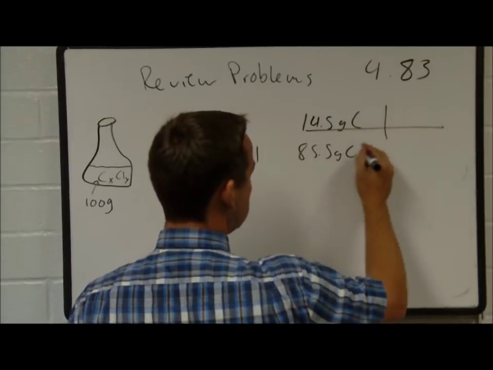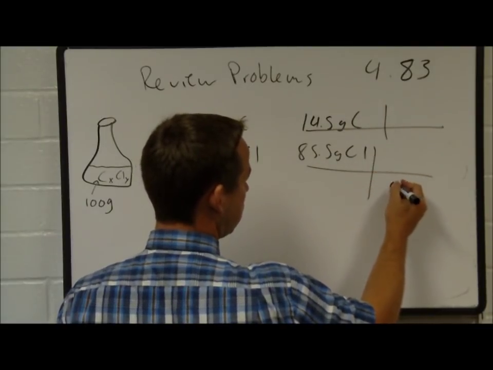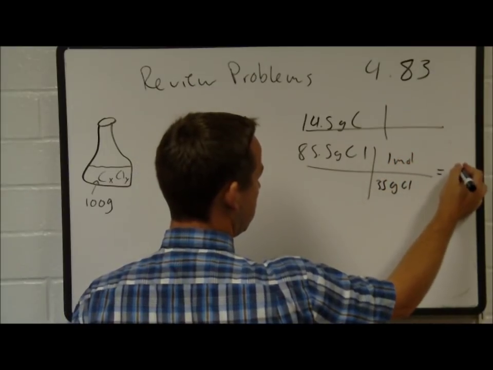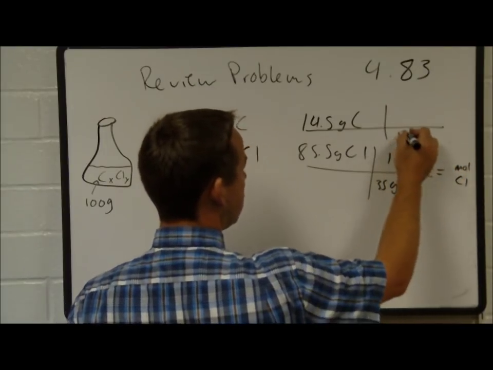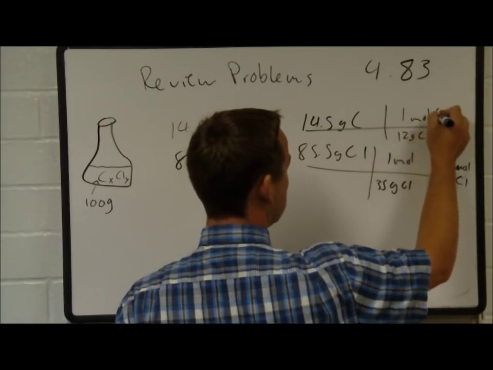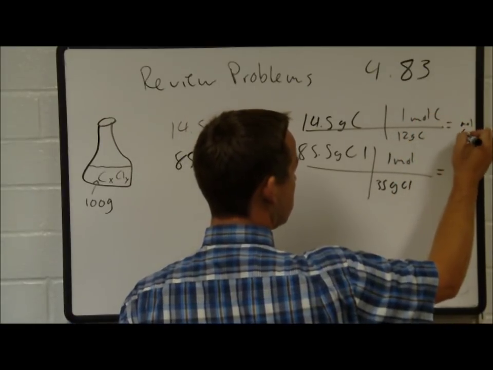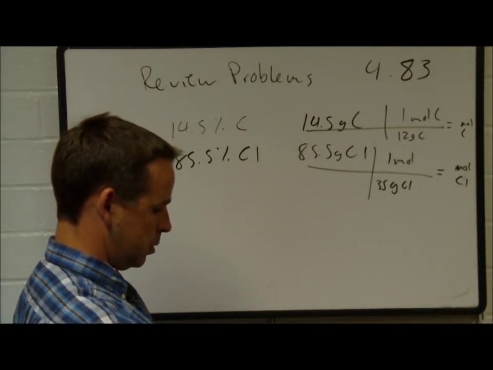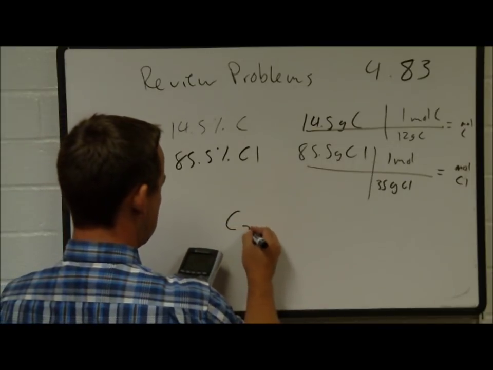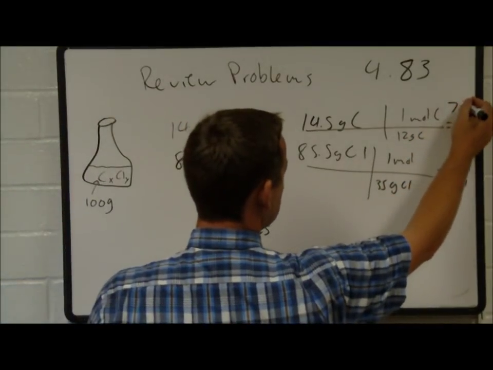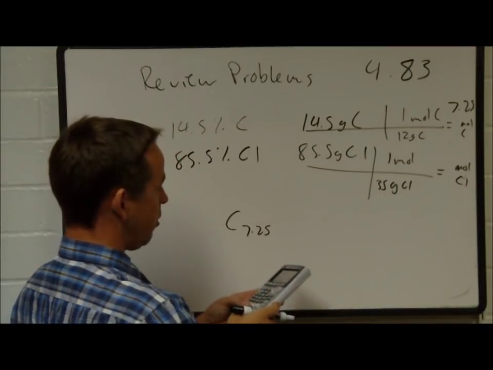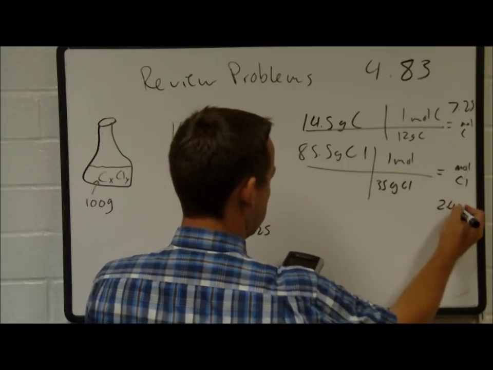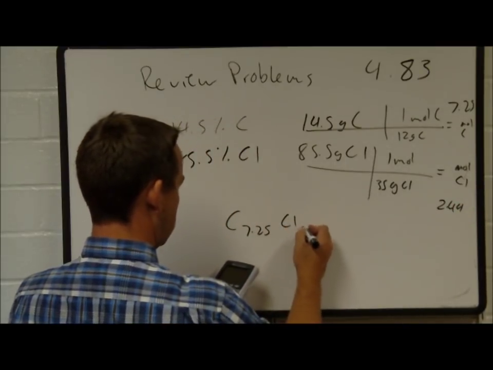We can do the same thing we just did on the previous problem, where we convert these to moles. There's 35 grams of chlorine for every 1 mole of chlorine, and we know how many moles of chlorine there are. 12 grams of carbon for every 1 mole of carbon, so we can tell how many moles of carbon there are. All right? 14.5 divided by 12. 85.5 divided by 35 is 2.44 moles of chlorine, Cl 2.44.